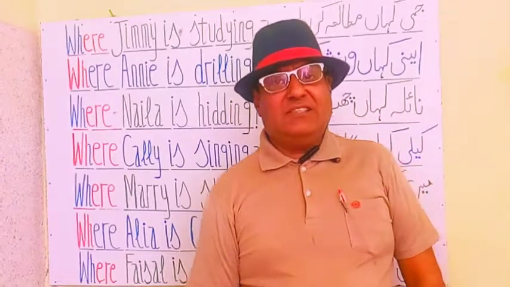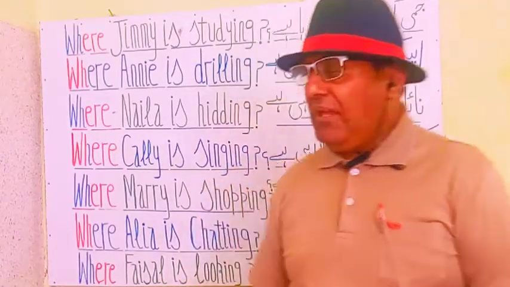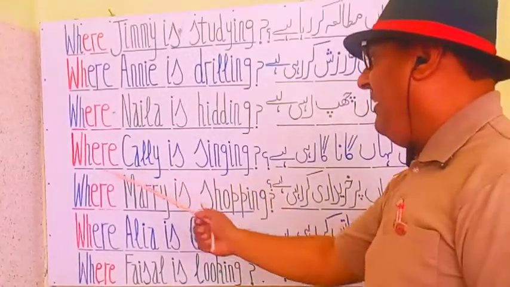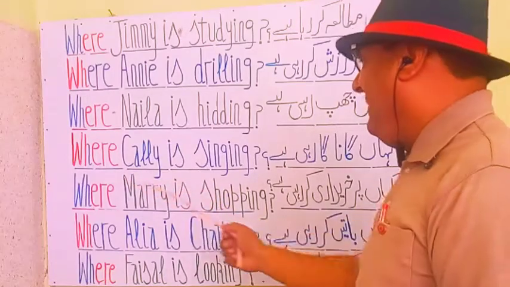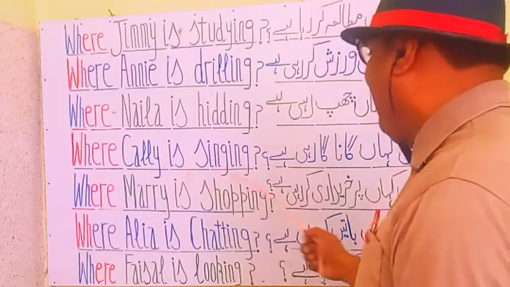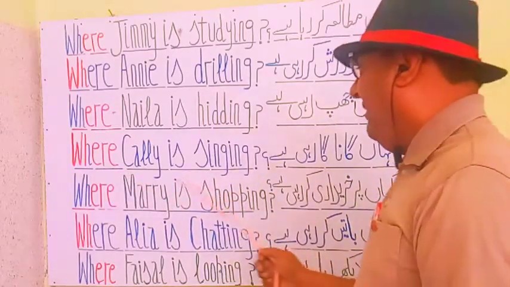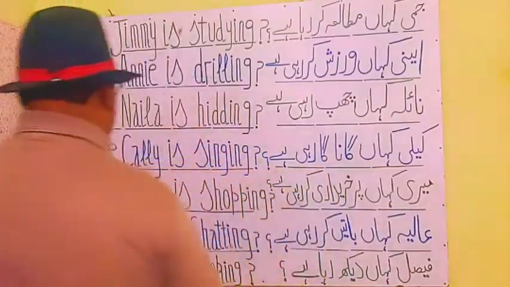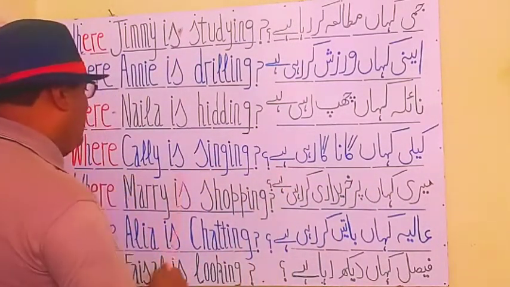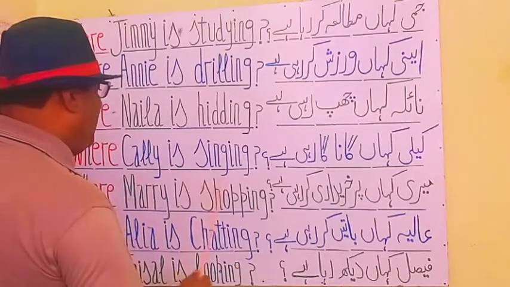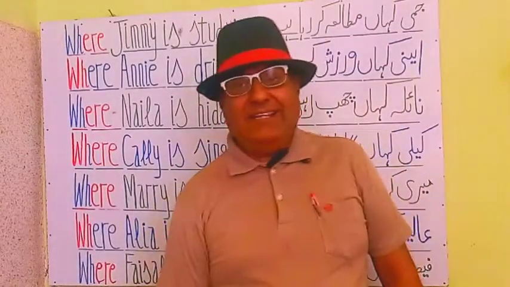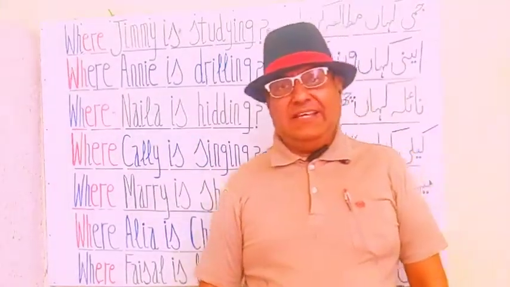Let's see the next phrase constructed with the where. Next one is where Kelly is singing. Where Kelly is singing? Kelly कहाँ गाना गा रही है. Where Kelly is singing? Kelly कहाँ गाना गा रही है. Where Kelly is singing?